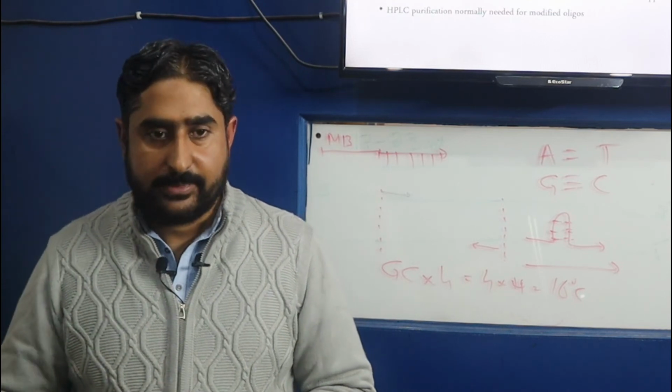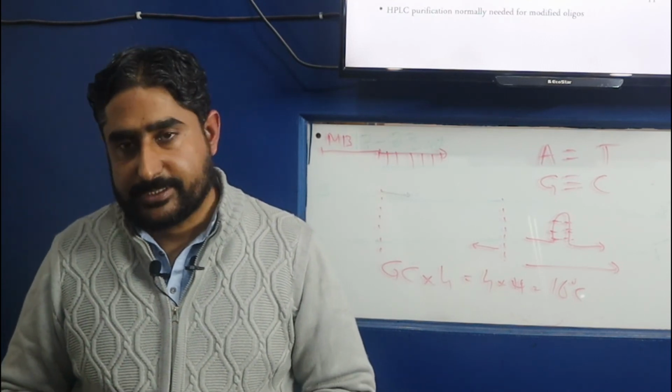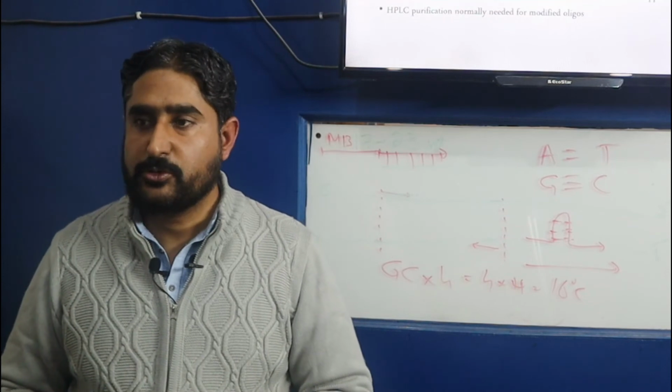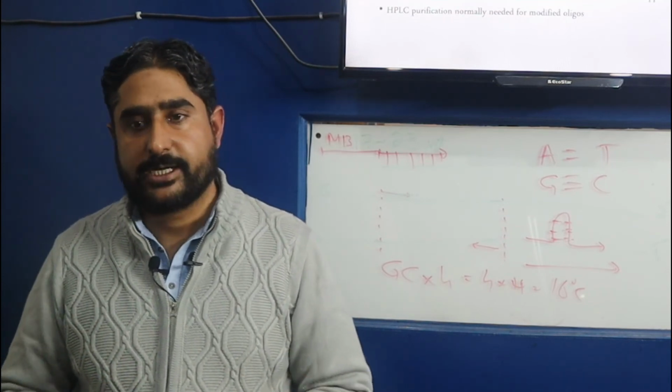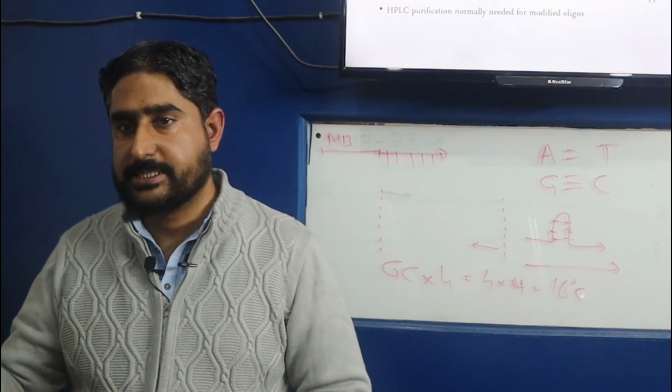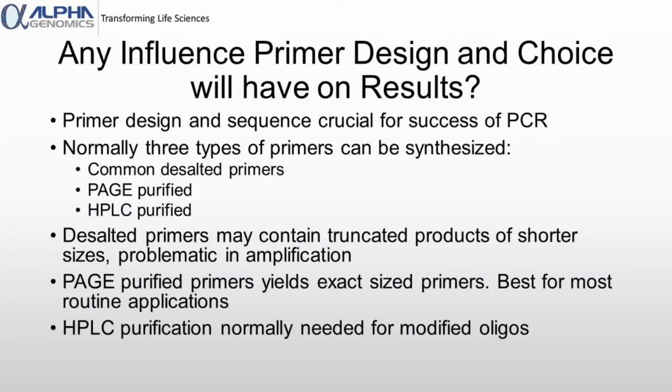People can go for these common desalted primers because they are less expensive, but it's better to go for purified primers. Macrogen can also provide MOPC purified primers. These are also good for annealing to specific loci, or you can ask for PAGE purified primers or HPLC grade purified primers instead of common desalted primers.